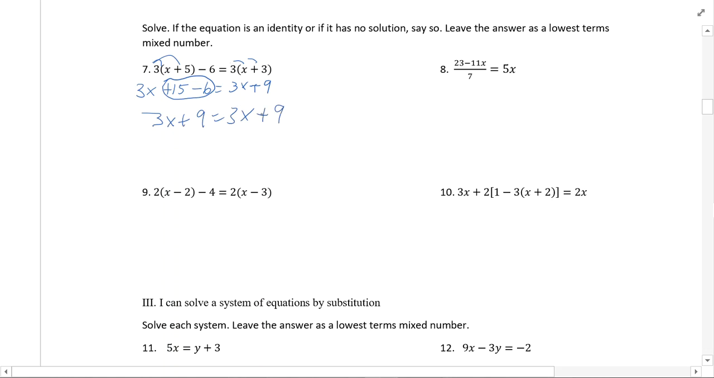All right, well, at this point, I could stop because I noticed that they're exactly the same on both sides. 3x plus 9 equals 3x plus 9. So that means it is an identity problem.